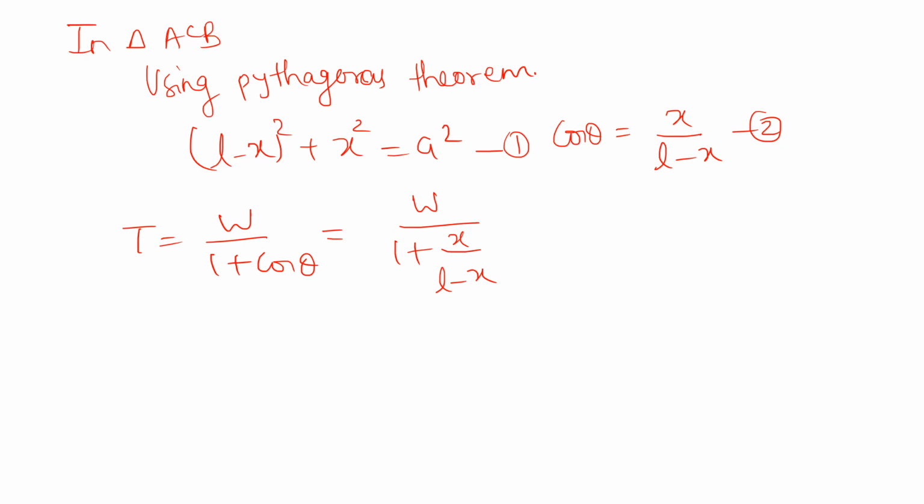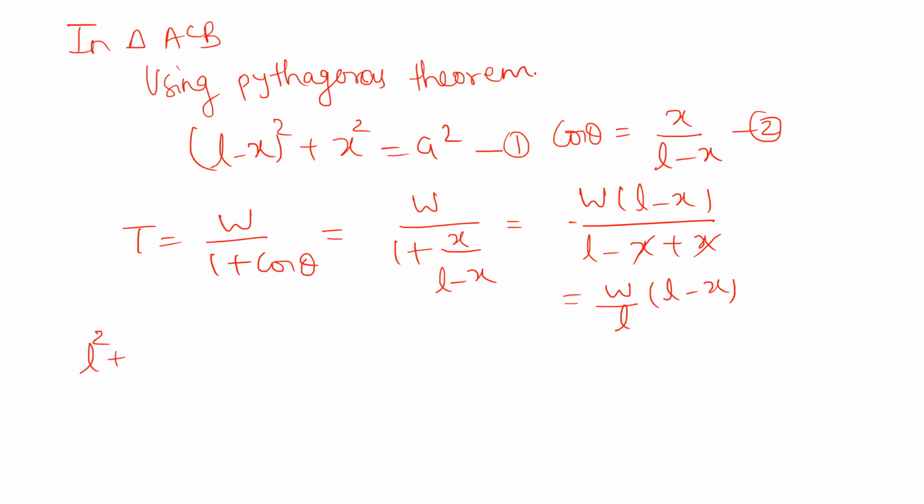So here you get W (L minus x) upon (L minus x plus x). So W upon L minus x, and here the x is also unknown. So using this Pythagoras theorem you can find the value of x. So now this is L square from this equation. So L square plus x square minus 2lx plus x square equal to a square.